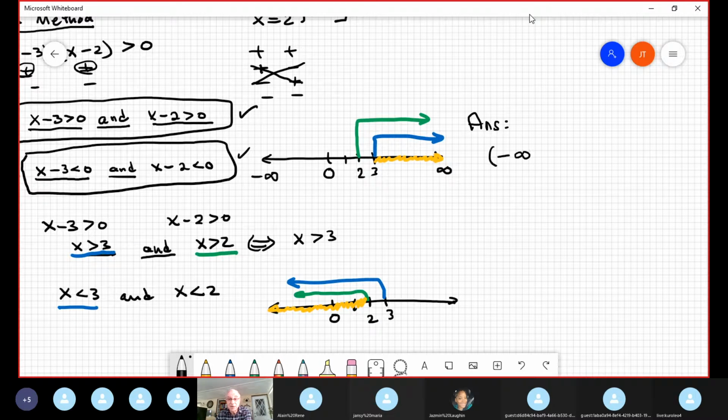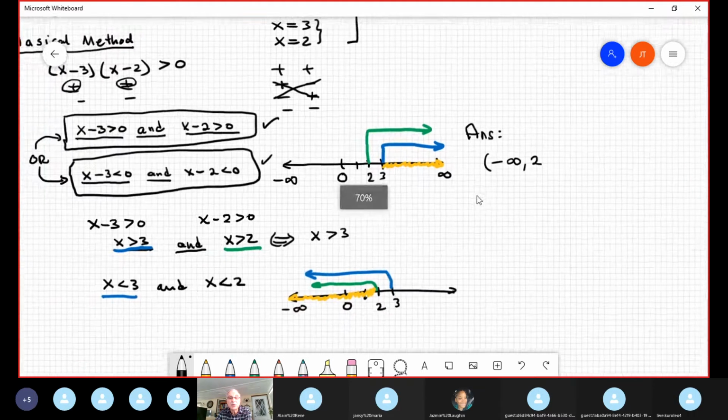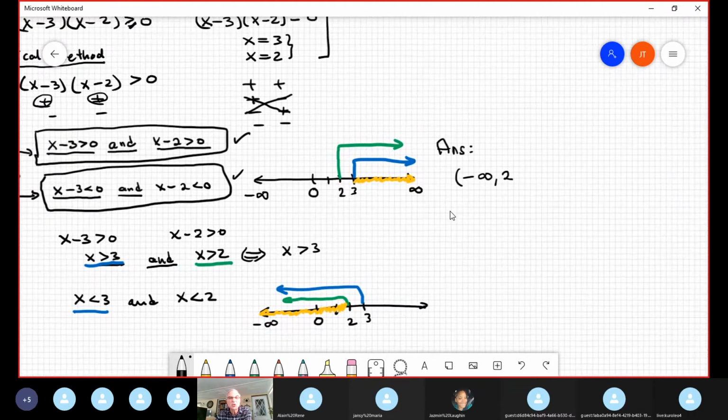Parentheses, negative infinity, that part, minus infinity, right? Comma 2, that yellow part, but of course include the 2 inside the solution, because my problem is a combination of inequality and equation. These 2 belong to the solution. Let's put a bracket. Union, bracket 3, the continuation, 3 comma infinity. End of story.